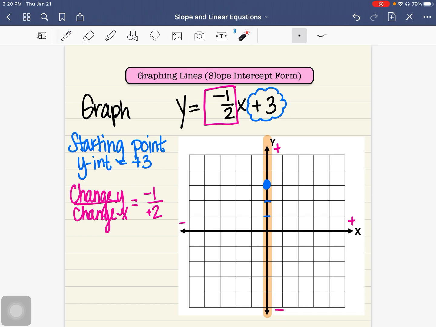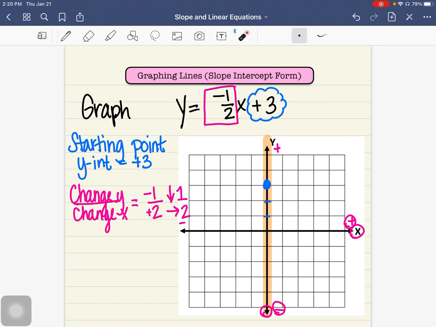Now, my little hands, there's my plus and my plus and my minus and my minus. So if my change in y is -1, negative is down here. That means I have to go down 1 square. But my change in x is still positive, so we're going to go to the right 2 squares. Why 2? Because that's the number that's there.